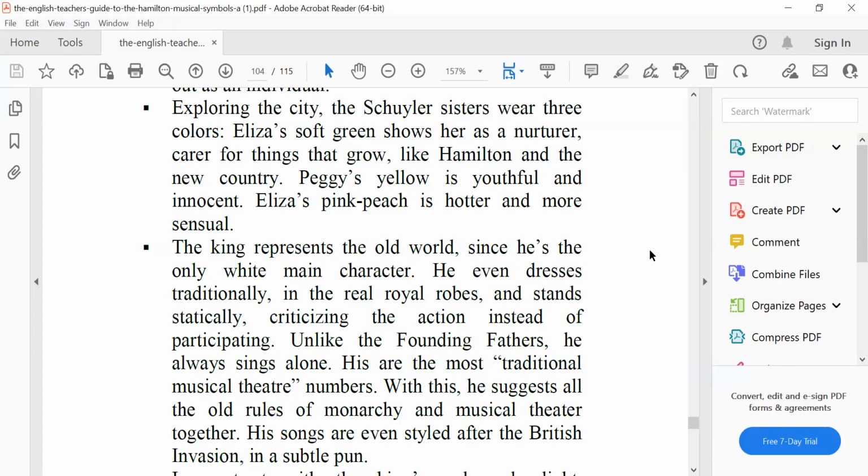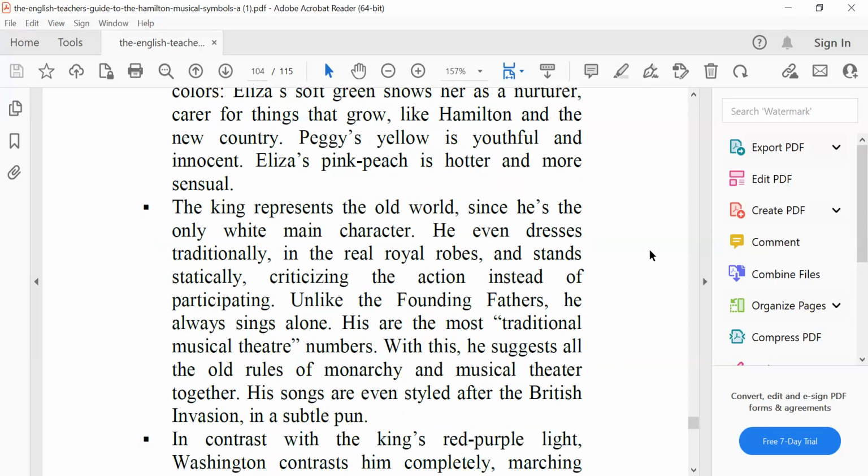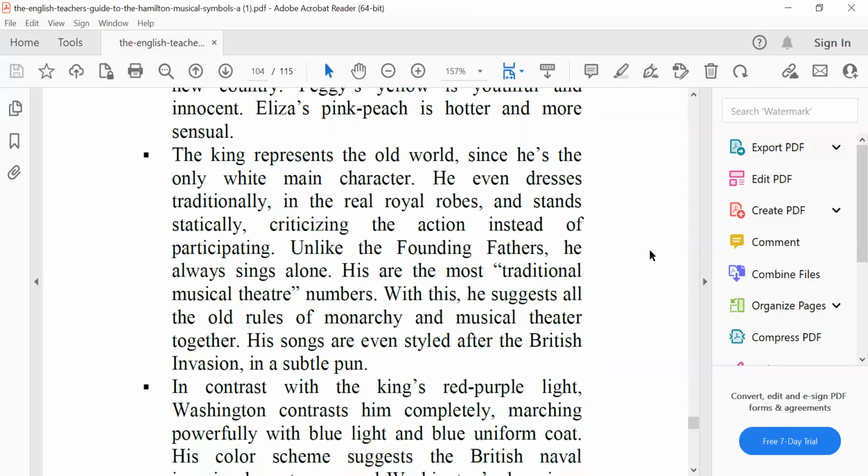Eliza is in green, like a nurturer, somebody who makes things grow, like Hamilton in the New Country. Peggy is in yellow, bright, innocent, youthful. Eliza's kind of a peachy color, more romantic, pink and peach, which suggest European skin color, suggest being able to touch somebody, tend to be romantic colors. Also very girly in our society.